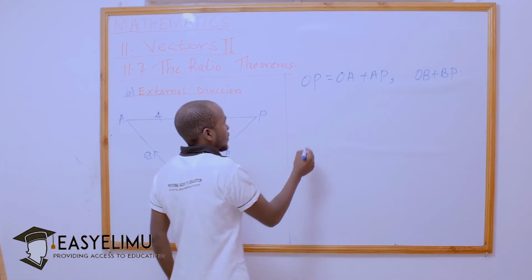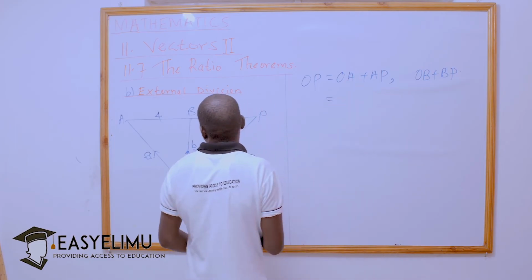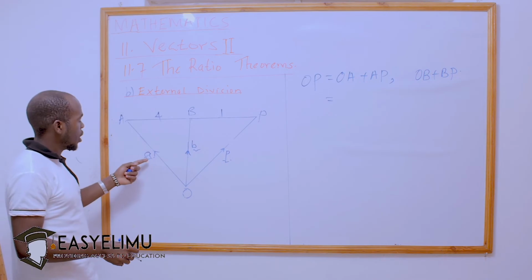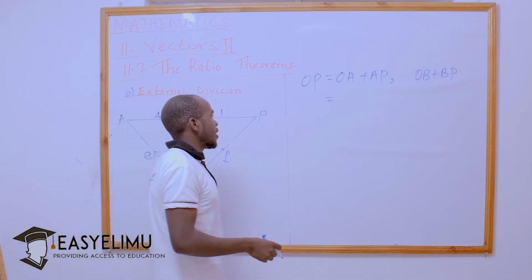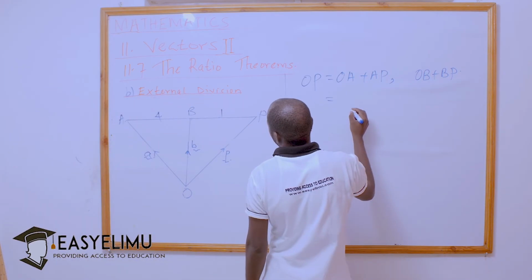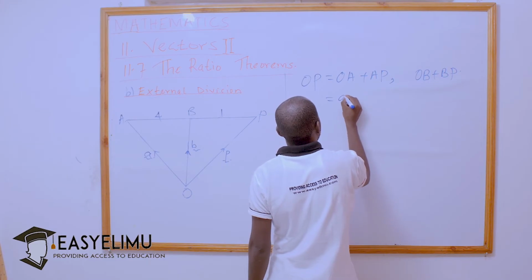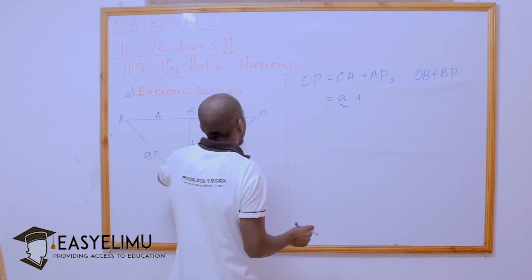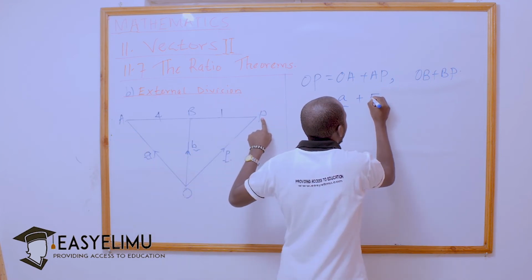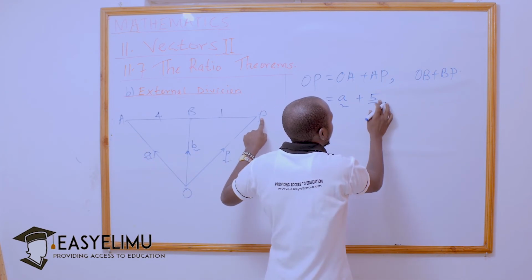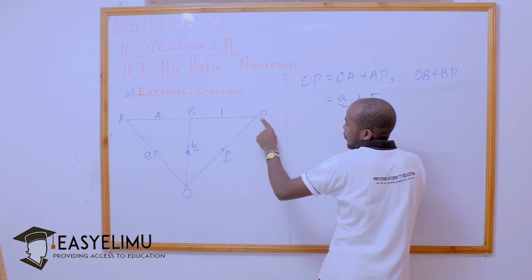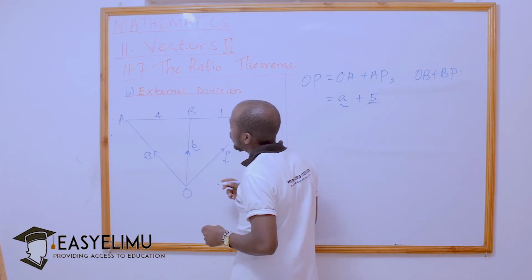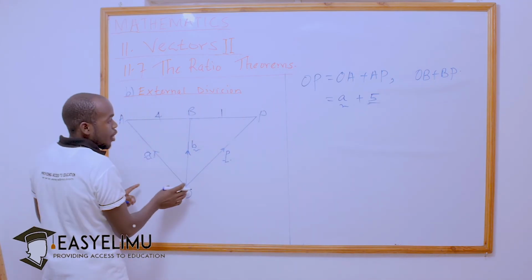So if that is the case, we shall start with OA, and you can see OA is equal to vector A. So you will have vector A plus AP. For AP we have 5, the total ratio is 5, but we have 5 of that line which we have been given in this case.